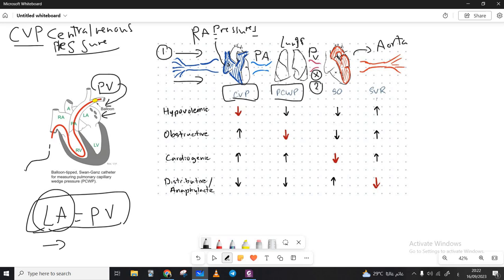The third stage is the left side of the heart itself. As you know, the left ventricle is the main pump in our heart. This is the big guns that we have, and it controls how much blood is pumped. We have an indicator called the cardiac output. By the way, the cardiac output is equal to stroke volume multiplied by heart rate.